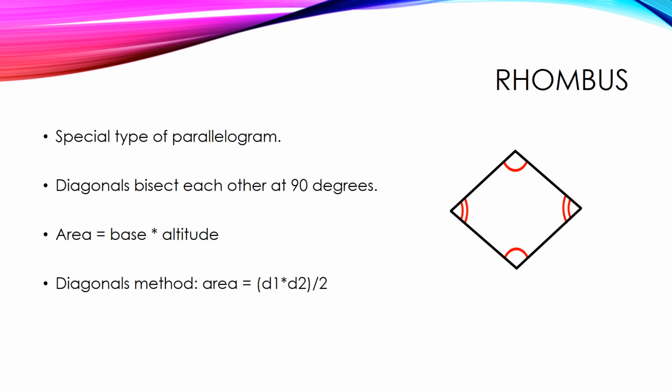There are several ways to find the area of a rhombus. The most common is base into altitude. The diagonals method: another simple formula for the area of a rhombus when you know the lengths of the diagonals is that the area is half the product of the diagonals. As a formula, d1 into d2 by 2, where d1 is the length of a diagonal and d2 is the length of the other diagonal.